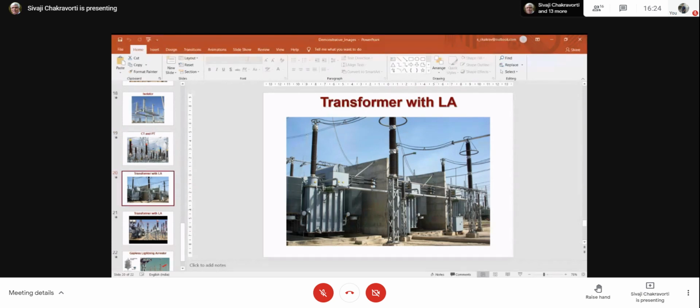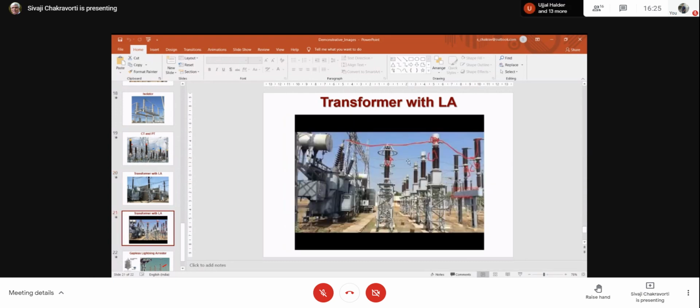This is again a single phase transformer bank. You can see this is a single phase transformer because there is one high voltage bushing and one low voltage bushing. And this is the lightning arrestor. All lightning arresters are provided with a grading ring. There are reasons, because if the voltage distribution is not uniform, there will be serious trouble.